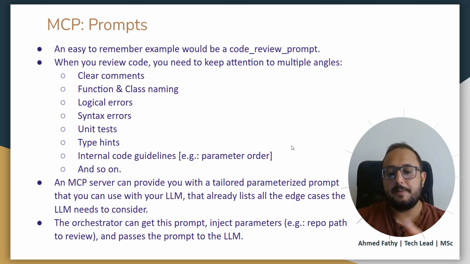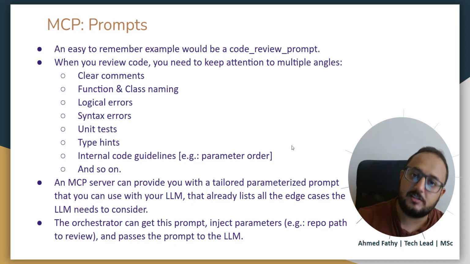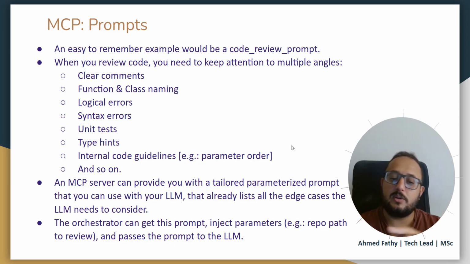Okay, so for example, an easy to remember example would be a code review prompt. So when you review code or create an agent to review code, you need to keep attention to multiple angles at once. For example, you need to keep attention to clear comments, function and class naming conventions, logical errors, syntax errors, unit tests, type hints, internal coding guidelines, for example, the parameter orders for the functions, and so on.